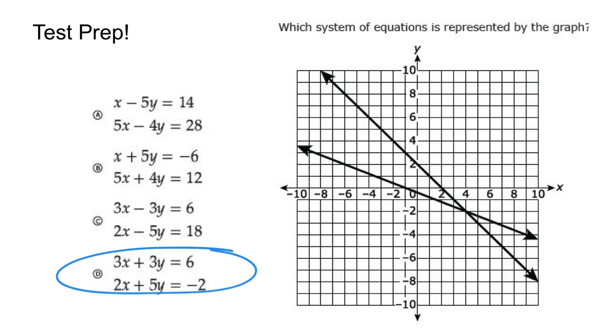Sometimes these questions will ask you, which system is this? And you've got to make sure you're picking the one with the exact same lines. Sometimes they'll ask you which system has the same solution as another one. And then it's okay to pick one that's not exactly the same as long as that point of intersection is in the same spot. But this one wanted to know which system is represented by this graph. And we had to pick the one that was exactly the right one with exactly the same lines. So D was the one that did that.